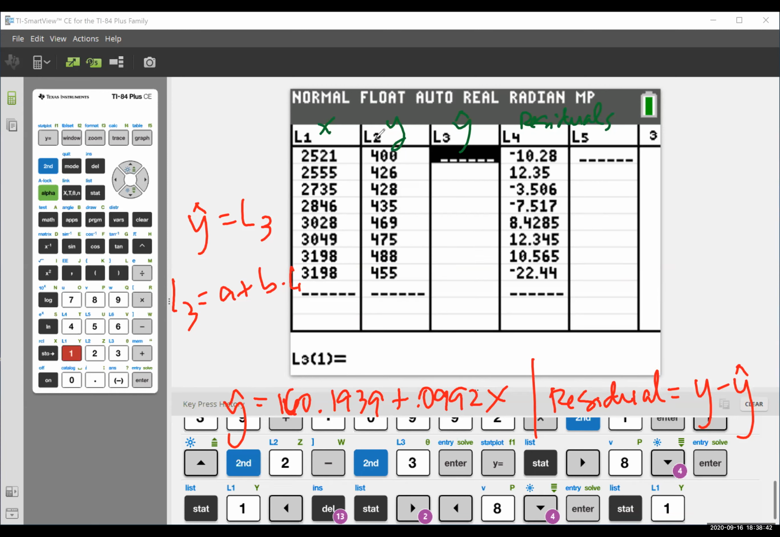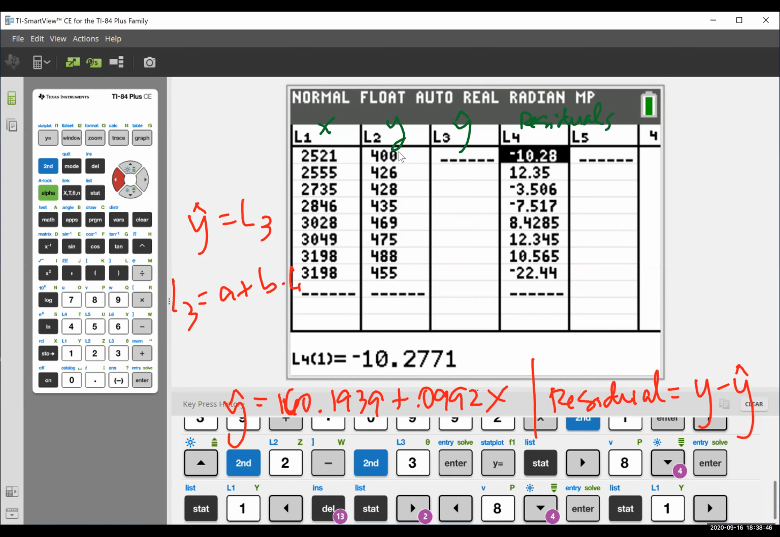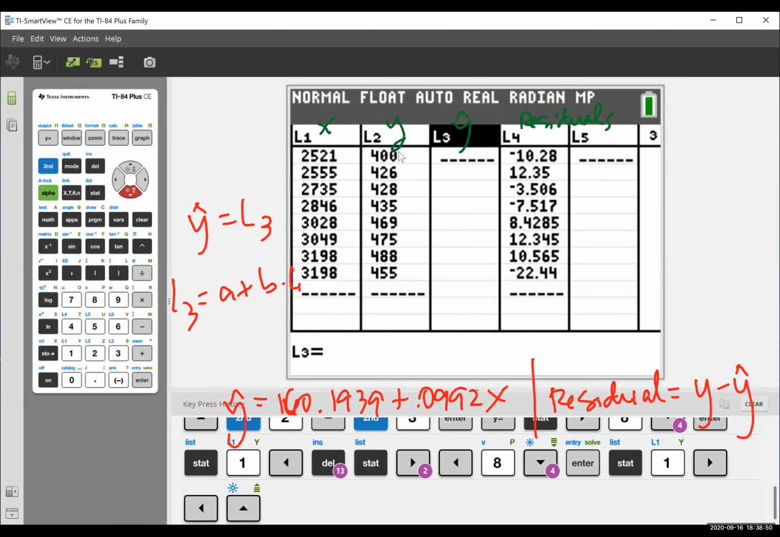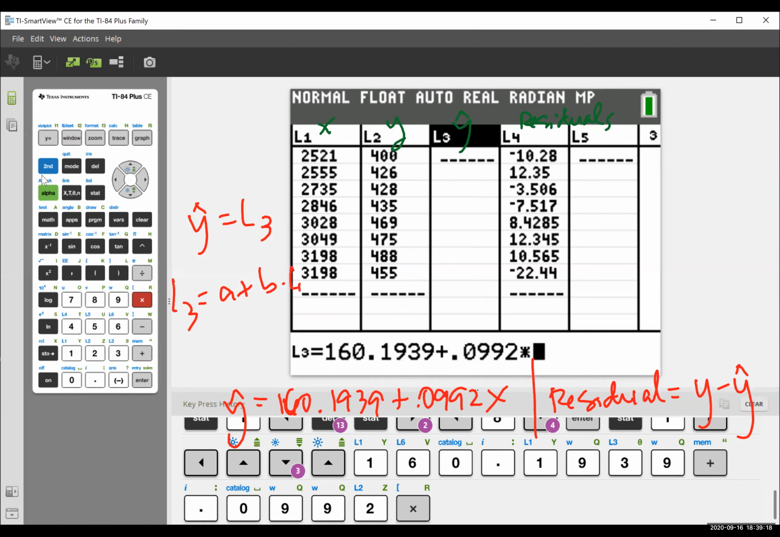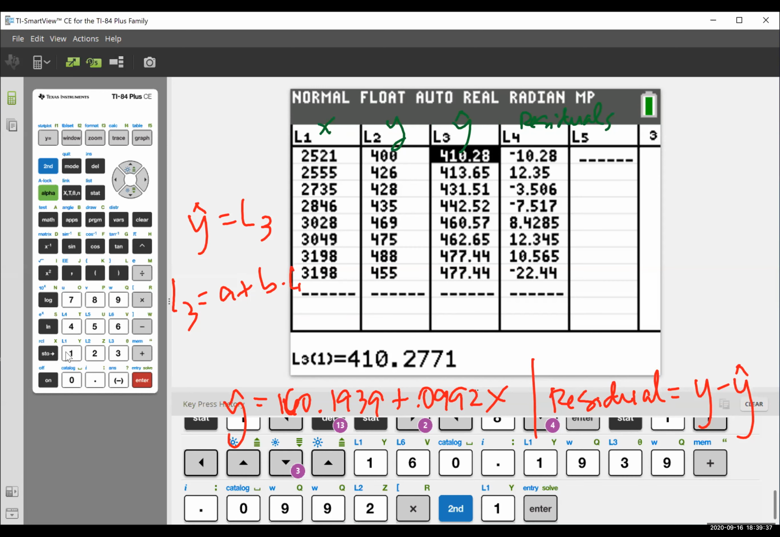So that's why you go up, sorry, you make sure to highlight L3, not on the first line, not here, make sure on the top. Make sure to highlight L3, and now you enter the equation 160.1939 plus 0.0992 times L1. What is L1? Your X. How do we get L1 from your calculator? You see here, the calculator 0, 1, 2, 3, 4, 5, 6, 7, 8, 9. Above 1, you will see a small blue L1. So that's why second 1 is L1. And then just enter, you will get all those numbers.